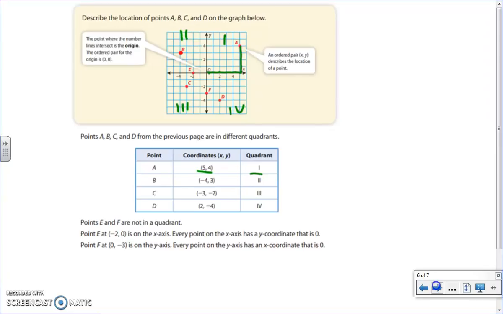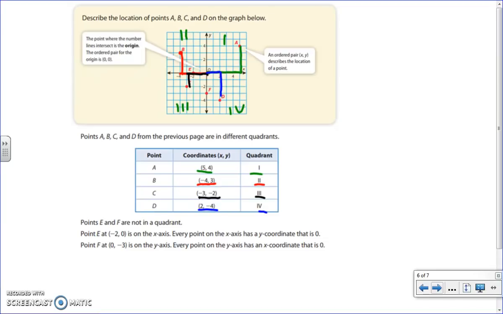Point B, here, we are going 1, 2, 3, 4 in the negative direction, negative 4, and 3 in the positive direction, positive 3. We're in the second quadrant. C is at negative 3, negative 2: 1, 2, 3 back, 2 down, negative, negative. You can see that that is in quadrant 3. And then finally, 2, negative 4. 2 to the right, 4 down. That's where D is, and that's in quadrant 4. You can see the positive, negative values there for each one of those. They match what we were talking about on the last page.